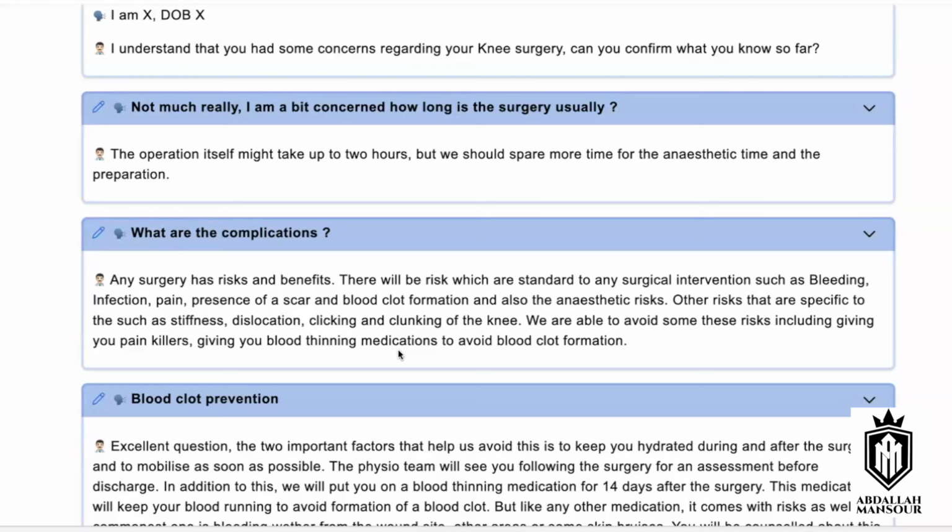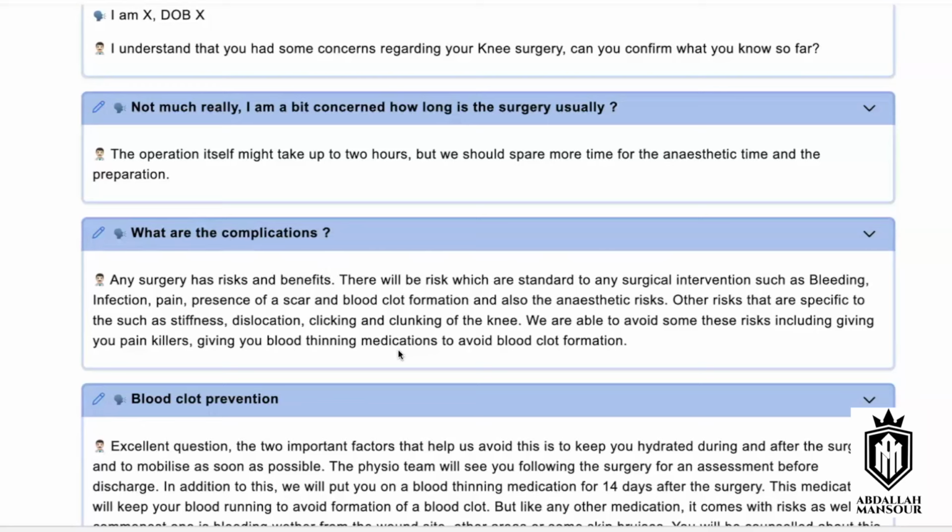All right? The blood clot prevention, it's important to mention here. If he asks you the next question, are you going to give me a blood clot prevention, or you mentioned it briefly as well, you will say, yes, that's an excellent question. Thanks for bringing this up. There are two factors that will help us avoid the blood clots. One is to keep you hydrated and mobilized as soon as possible. Two, giving you a blood thinning medication to thin your blood.